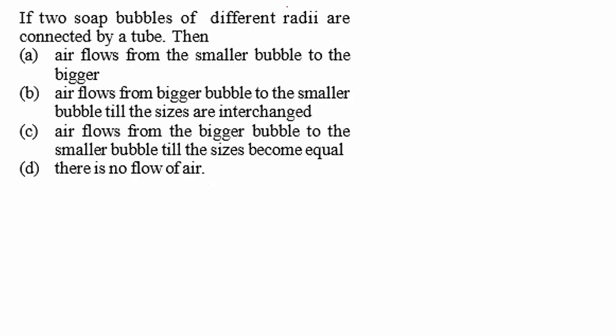If two soap bubbles of different radii are connected by a tube, then see here, there are two soap bubbles. Let us take the radii are different and they are connected by a tube. Remember, the excess pressure inside the soap bubble is inversely proportional to the radius of the soap bubble. This condition you have to remember. The pressure inside the air bubble is inversely proportional to its radius.